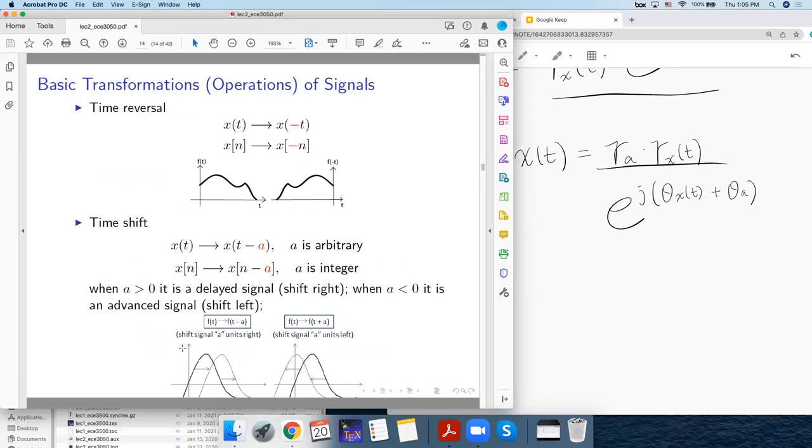Right, so it's time reversal. Time reversal is basically we reverse the signal on the time axis. So we are looking at x(-t) or x(-n). Visually, the reversed signal is reversed along the time axis. Before, the signal exists in the positive time domain, and now the signal is reversed into the negative part.